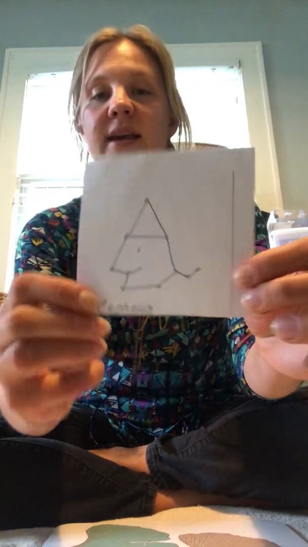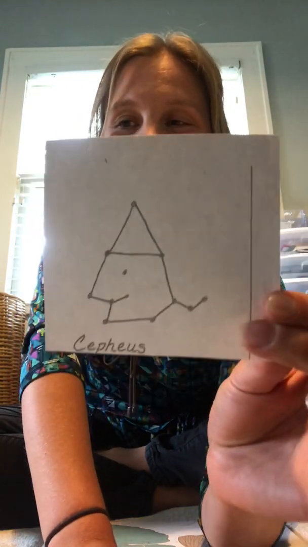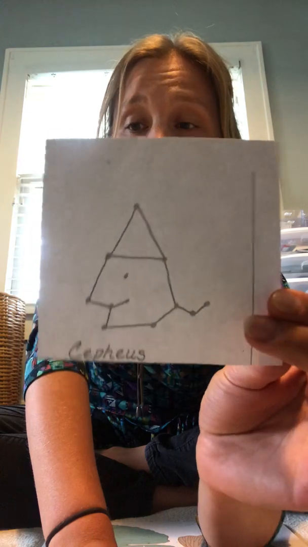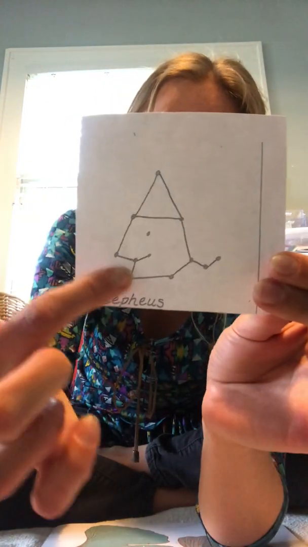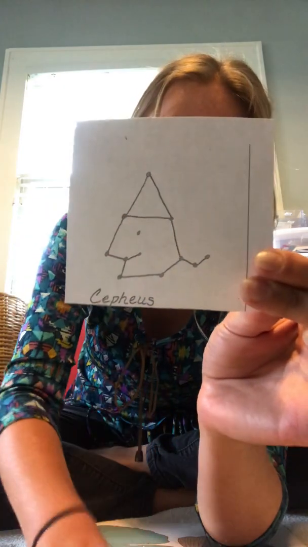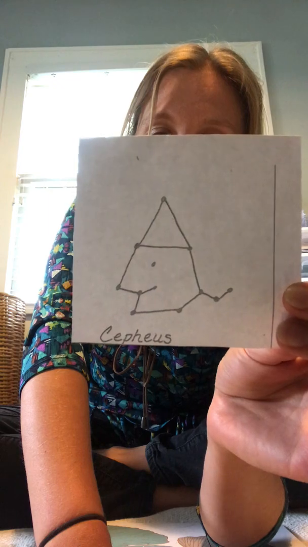The next constellation that we're going to look at is called Cepheus. Cepheus is also known as the king. It's made up of 12 stars, like you can see, that kind of looks like a man wearing a hat. So this is Cepheus. And we're going to do the same thing. We're going to color the dots, and then we'll trace and connect them.